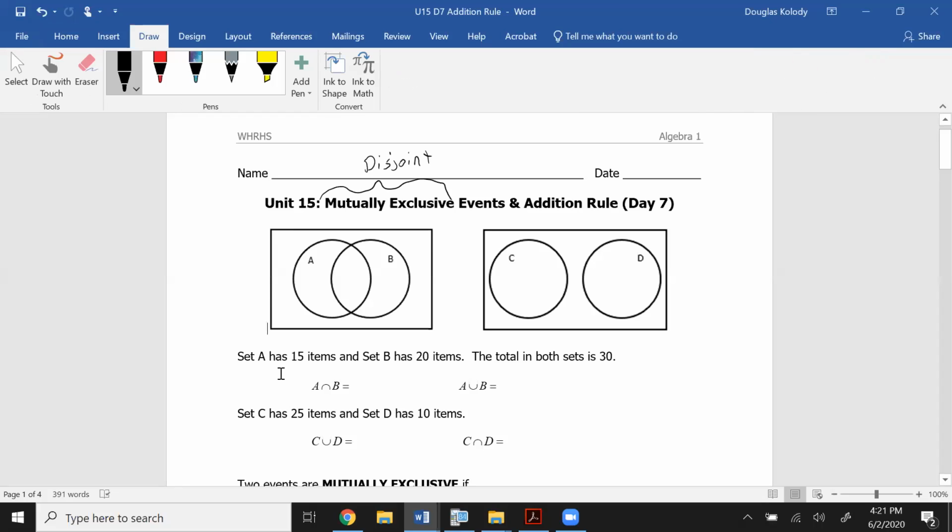In total, both sets have 30 items. Now, I'm not a mathematician, no pun intended here, but that wasn't a pun in the first place, but 15 plus 20 does not equal 30. So what's up with this?